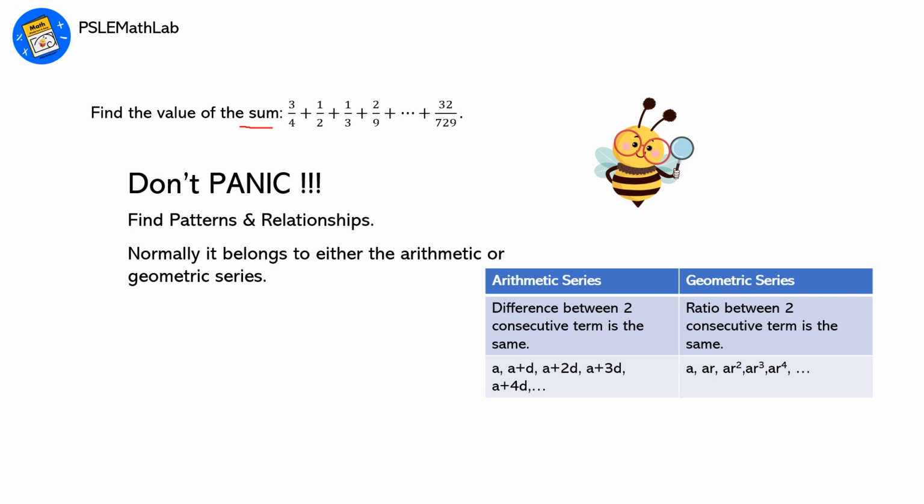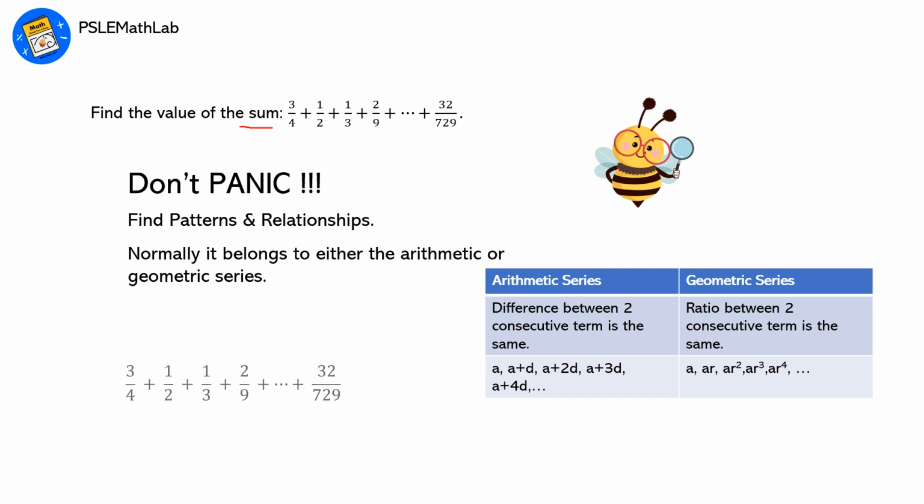And a geometric series is a series where the ratio between two consecutive terms is the same. So here we can see the first term a times r is the second term, ar, and the second term ar times r is ar squared, which is the third term. So the ratio between two consecutive terms is always r.